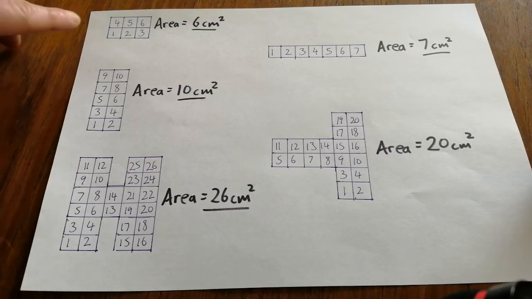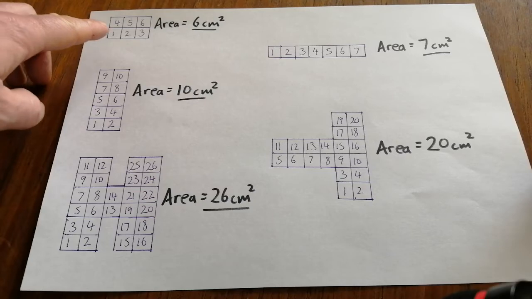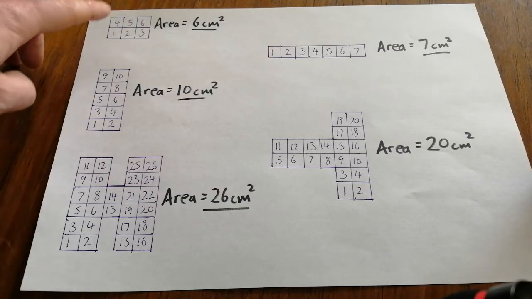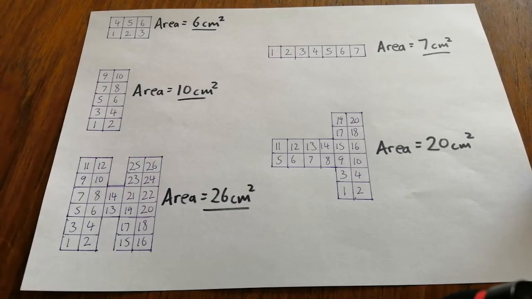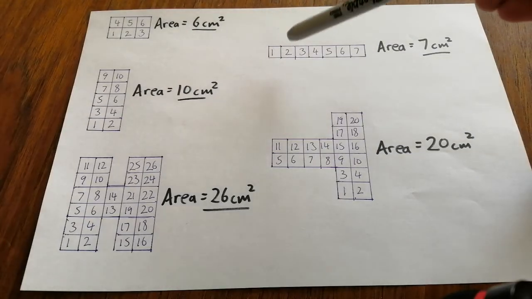So this one here is a rectangle, and it's 3 centimetres long. So I've managed to get 1, 2, 3, 4, 5, 6 centimetre squares in there. So that has an area of 6 square centimetres, which we write 6 cm and then the little 2. If we come over here to the right hand side, it's just a line and it's only 1 centimetre wide, but it's got 1, 2, 3, 4, 5, 6, 7 square centimetres in there. So its area is 7 square centimetres, and remember we write the cm2.